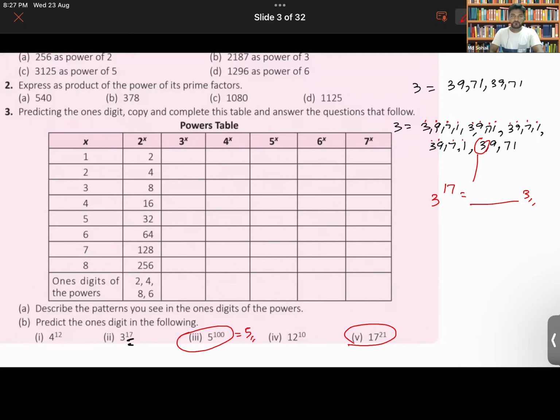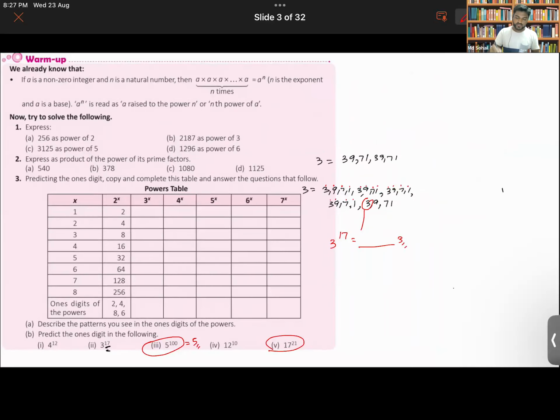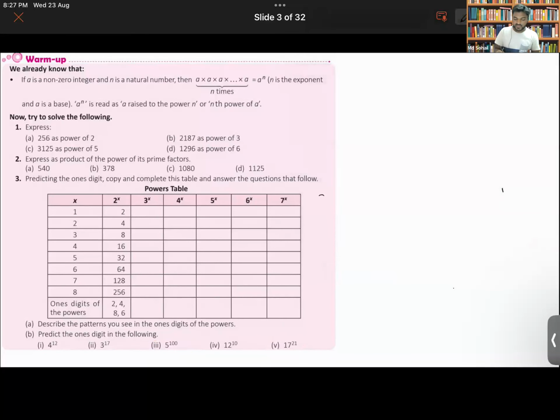Getting it now? Okay, but we will have to write the patterns for all the numbers. Then you will be able to answer it. Right now? Okay, so at your home, try to find out patterns for 8th, 9th, 10th, 11th, and up to 12. We have done up to 4, up to 5. So for 5 to 12, try to find the pattern of the power table. Getting it now?